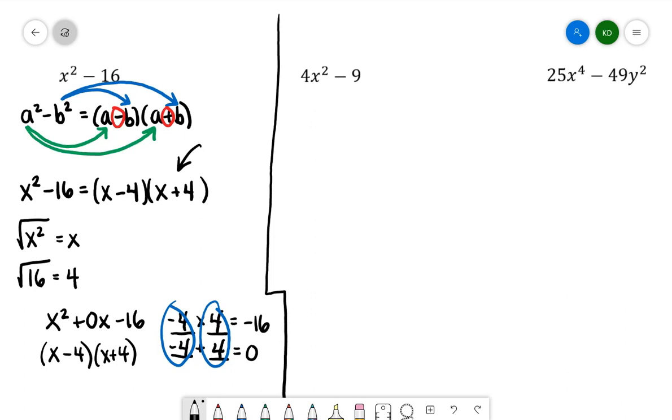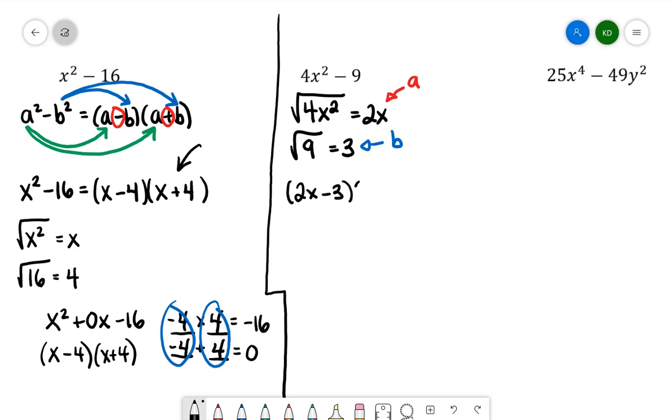So when I look at 4x squared minus 9, this is no different than what we just did. What we need to do is take the square root of both the first term and the second term. The square root of 4x squared is 2x. The square root of 9 is equal to 3. What I need to do is create the two factors, the a minus b and the a plus b. This is essentially my new a value, and this is essentially my new b value. So I just need to plug them into two factors. My first factor will be 2x minus 3. My second factor would be 2x plus 3.